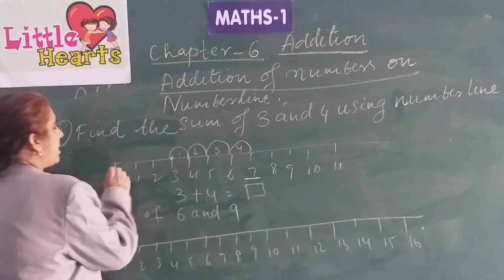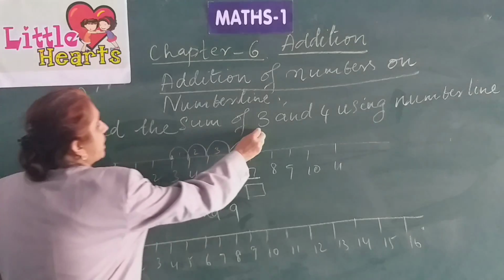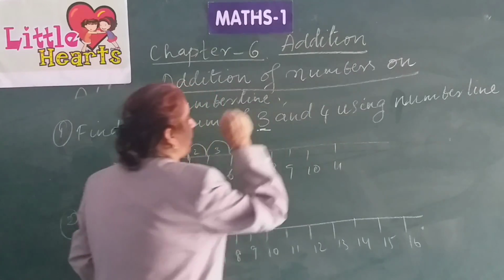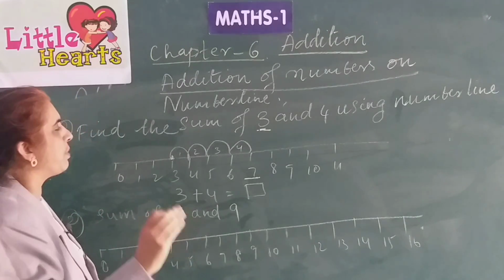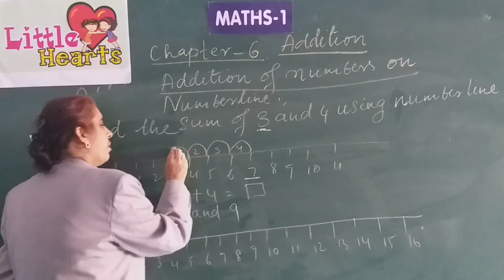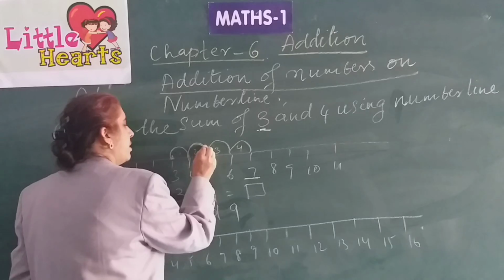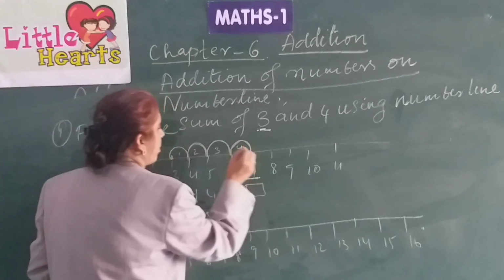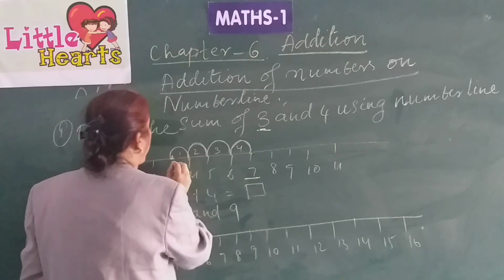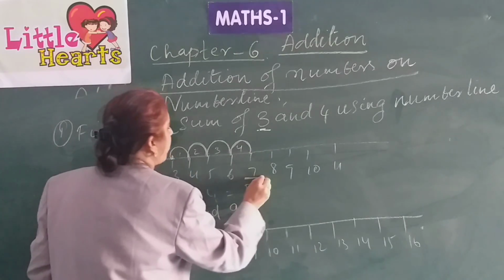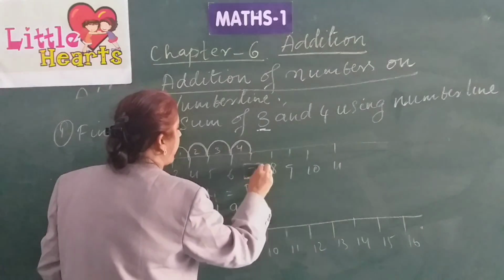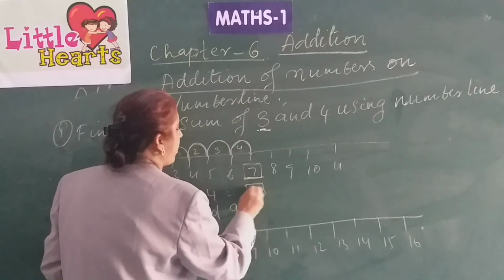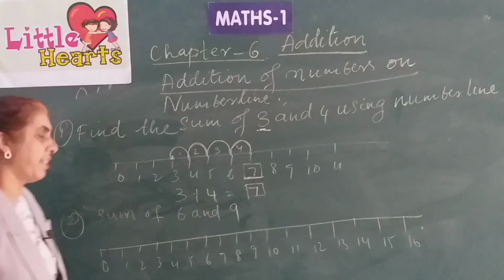So first start from 3. First number is 3. Start from 3 and we have to add 4 to it. So move 4 steps forward from 3. One step, second step, third, fourth. We have moved 4 steps forward from 3 and the number where we have stopped will be the answer. So 3 plus 4 equals 7. This is the answer here.